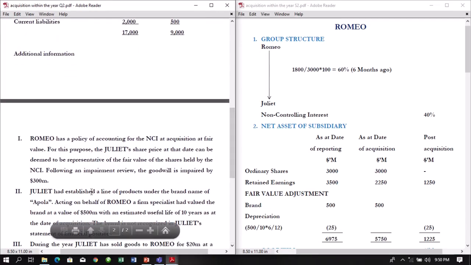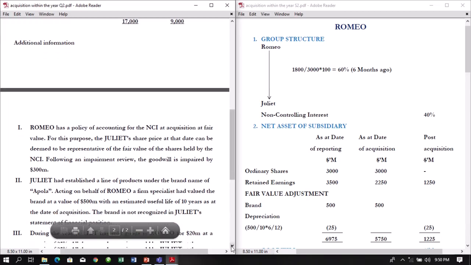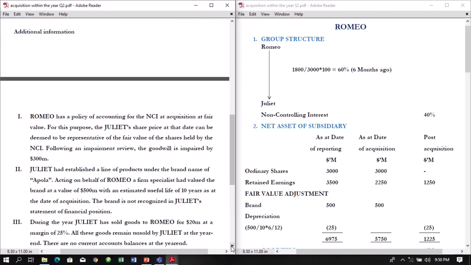Juliet had established a line of product under the brand name Aquila, acting on behalf of Romeo, a firm specialist. Now, due to our valuation, we are told that the brand is not in the statement of financial position, and as such, we have to bring it in by adjusting for it under fair value adjustment. And don't forget, the last 2 videos where we talked about fair value adjustment, if you missed that, look for it. We said the adjustments will appear at the date of reporting and at the date of acquisition. Bringing in the 500 million, it will appear at the date of reporting and at the date of acquisition.